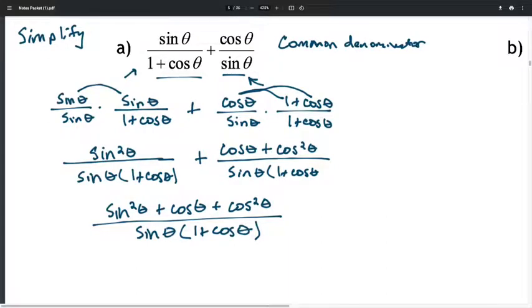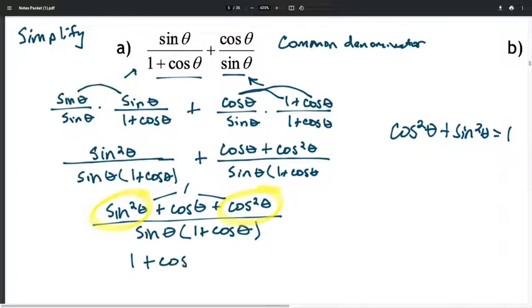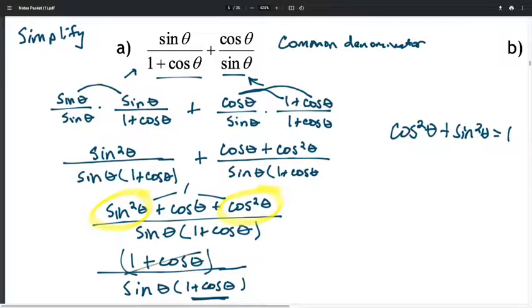Okay, so now what I want you to notice is this right here. That should look familiar to you. That is our identity, the Pythagorean identity, that says cosine squared theta plus sine squared theta equals 1. So I can replace that with the number 1. So the top becomes 1 plus cosine theta over sine theta times 1 plus cosine theta. And then because this factor right here is being multiplied by the sine, I can cancel this with this. And I'm left with 1 over sine theta.